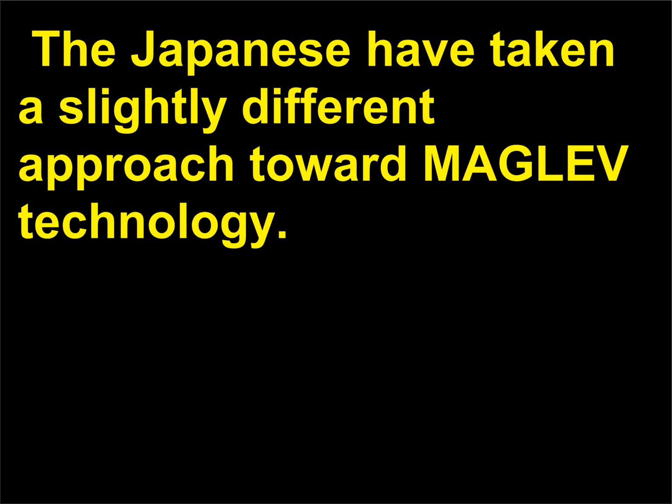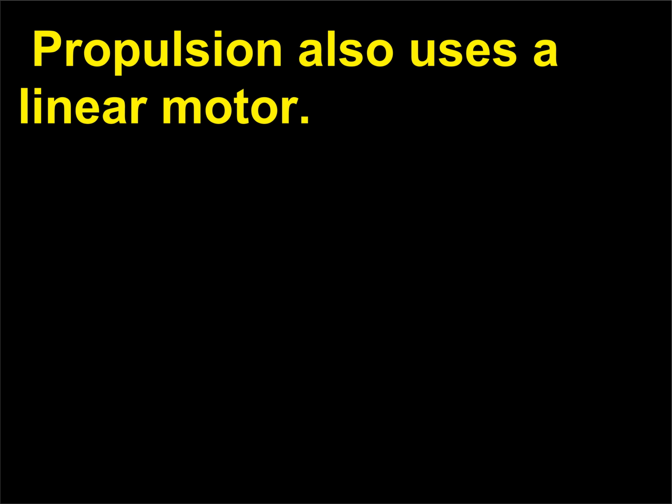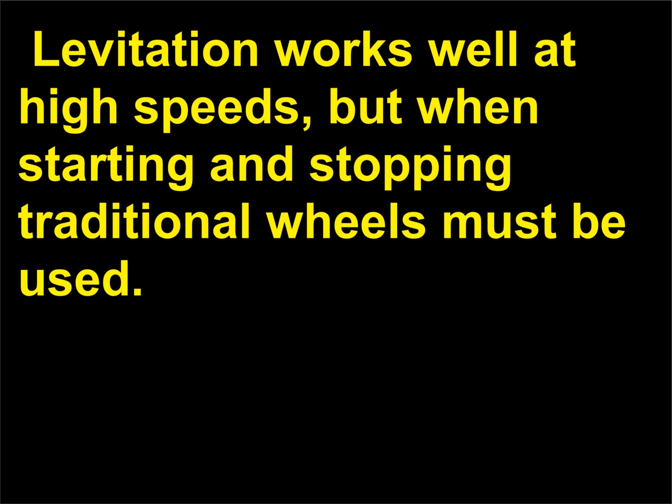The Japanese have taken a slightly different approach toward maglev technology. The track and train repel each other. Propulsion also uses a linear motor. Levitation works well at high speeds, but when starting and stopping traditional wheels must be used.